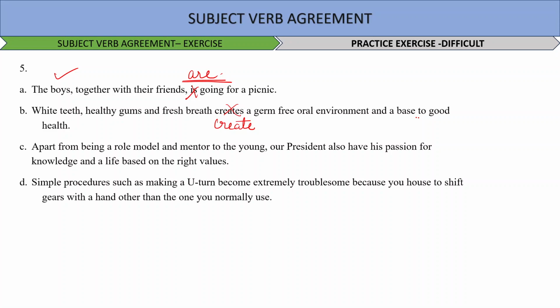Apart from being a role model and mentor to the young, our president also has his passion for knowledge and a life based on the right values. Simple procedures such as making a U-turn become extremely troublesome because you have to shift gears with a hand other than the one you normally use. This comes out as the correct sentence.